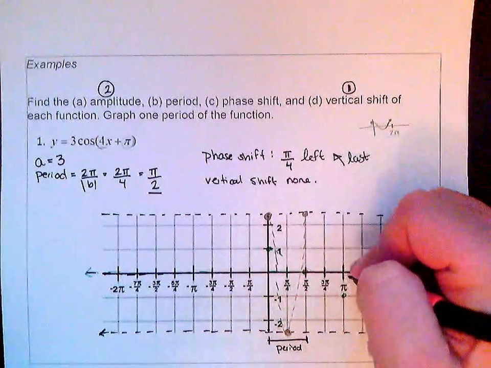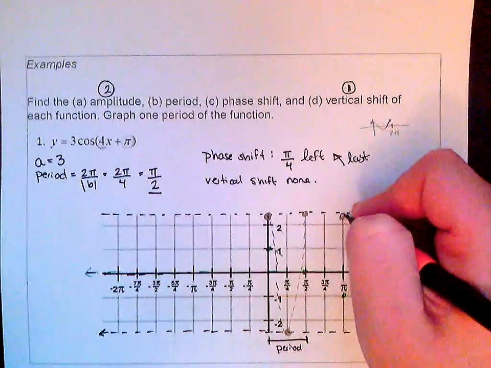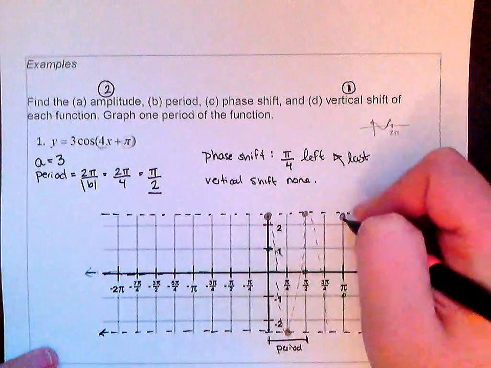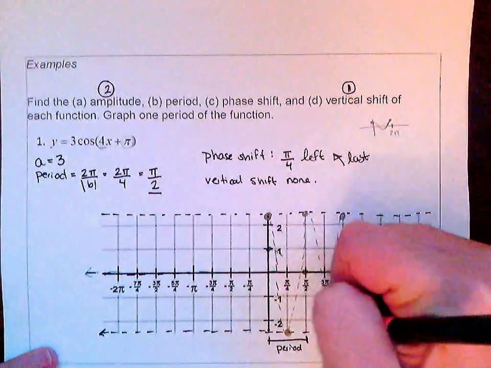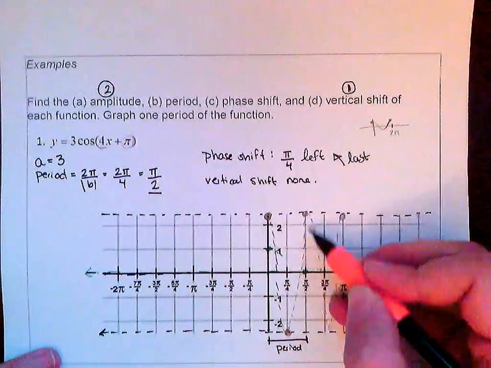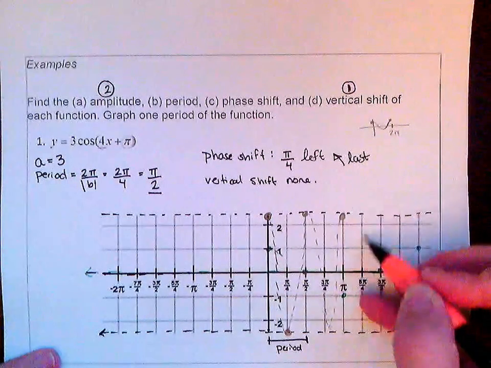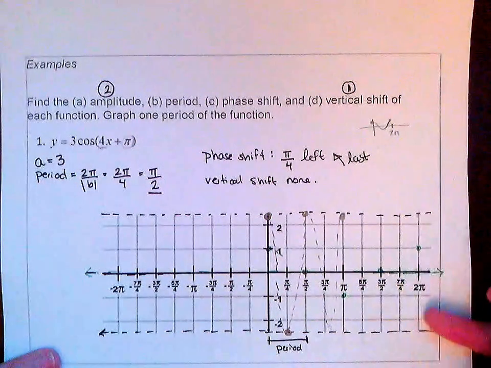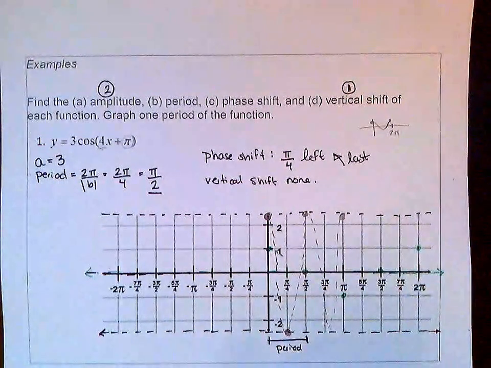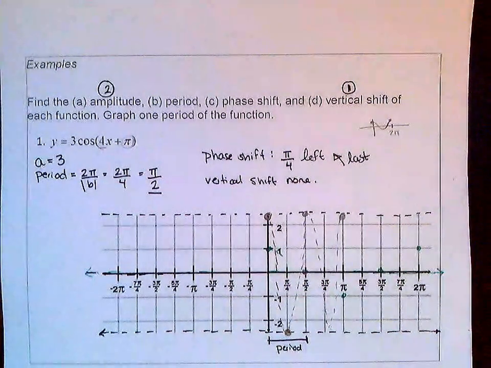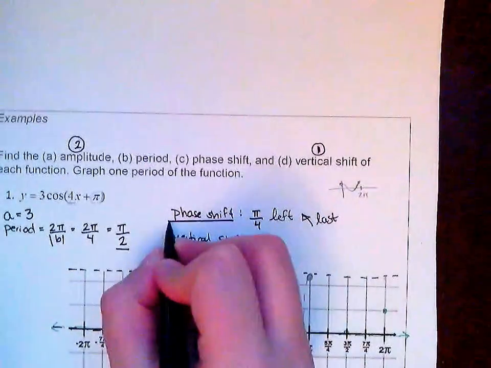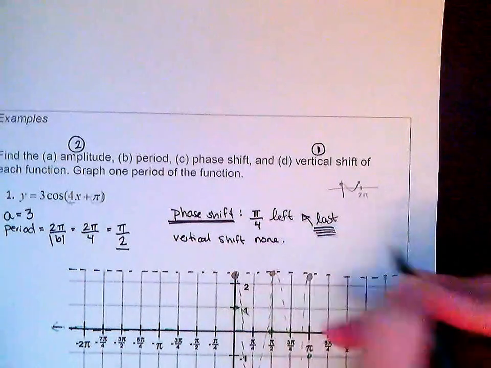So every pi over 2, it's going to go, it's a really ugly graph right now, I know, but you can see what it's doing, and that is going to be your cosine function all the way through. Alright, but we have one more thing that this graph does, and it is the phase shift. Always leave the phase shift to the last.